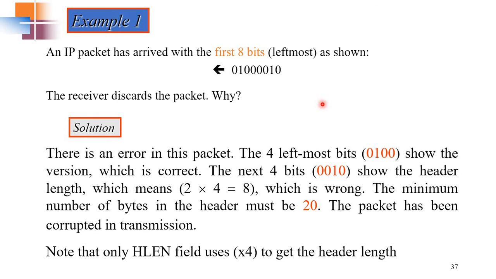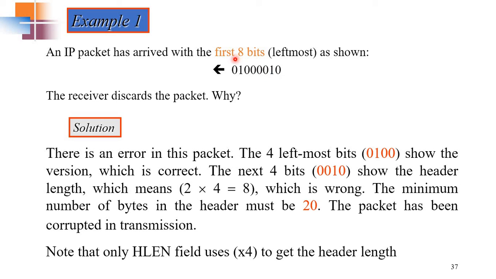The error in this packet is this. The leftmost bits 0100 show the version, so we are talking about version 4. What is the version 4 number supposed to be? 0100. Yes, this is version 4. Okay, it is accepted. What is the next part?